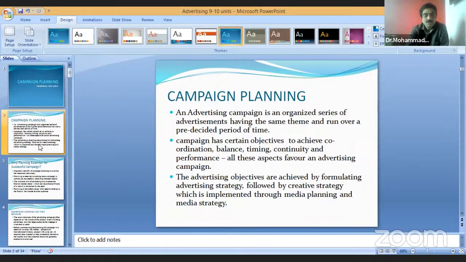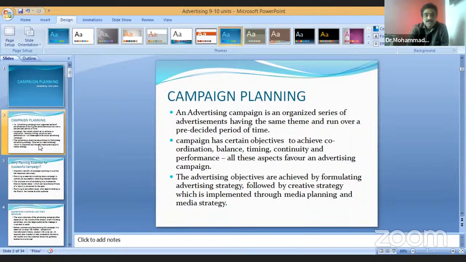So basically, what is an advertising plan? An advertising plan is an organized series of advertisements having the same theme, run over a pre-decided period of time. They will decide when to start and when to end. It is pre-planned and systematically evolved, with all the aspects: planning and strategy, creative strategy, marketing mix and media mix. Everything will be decided and evaluated before launching the particular campaign.